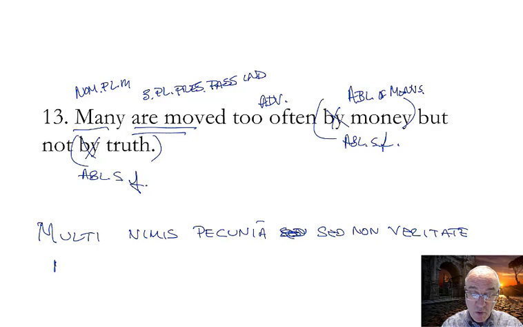Are moved. There's our stem, and then we're going to put the personal endings on it, the endings of the passive voice on there: moventur. Many, nimis pecunia, sed non veritate, moventur. I like that construction, that's good.